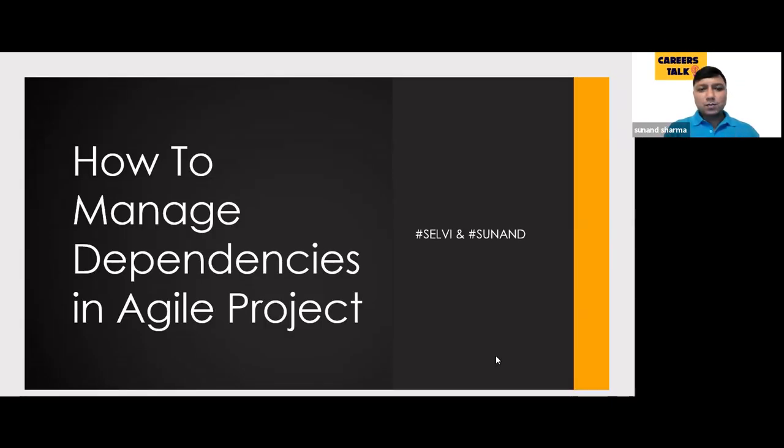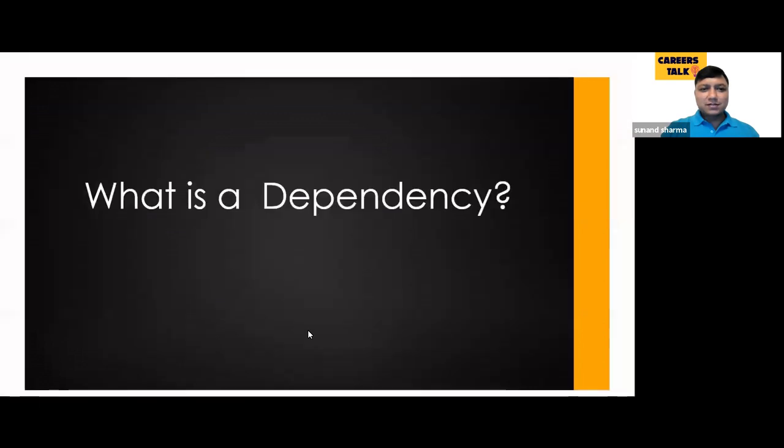Okay, so let's talk about how to manage dependencies in an Agile project. Let's understand what a dependency is. You can say a dependency is the relationship that defines the order in which tasks are carried out. So for example, task B depends on task A if the start or the finish date of task A must be reached before task B can be started.